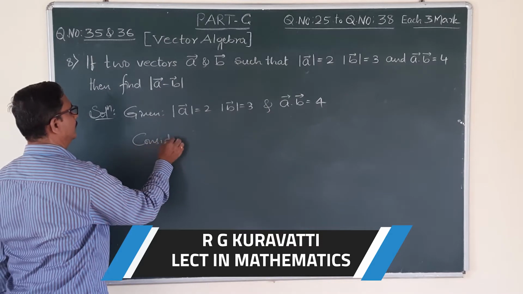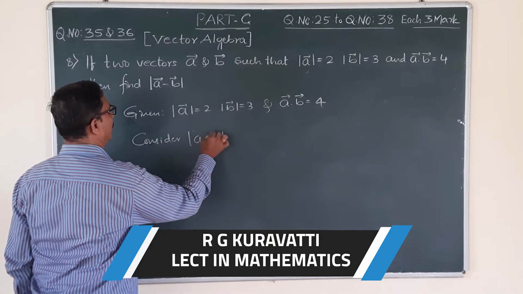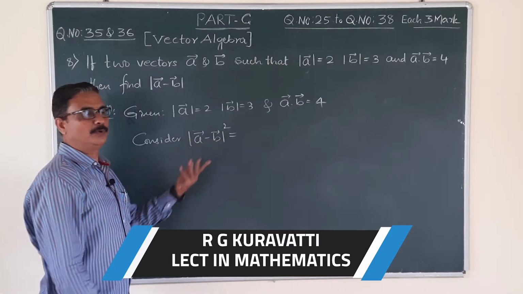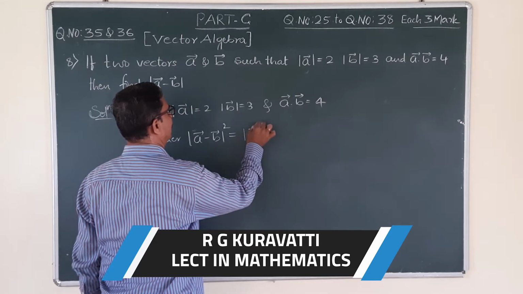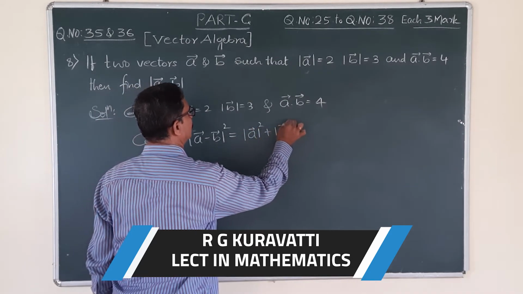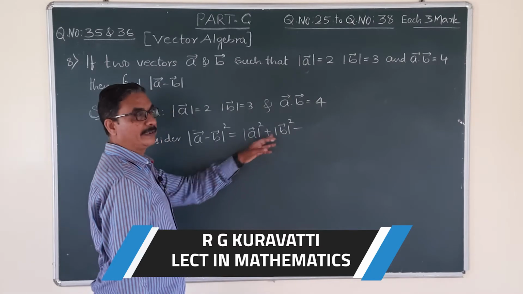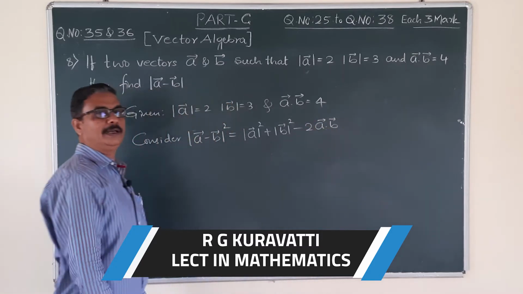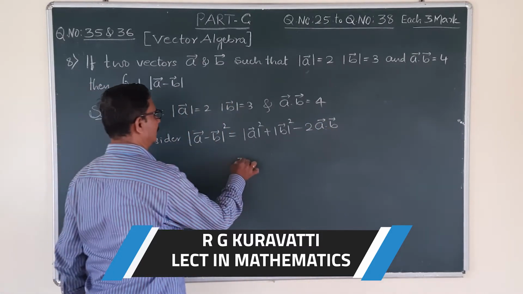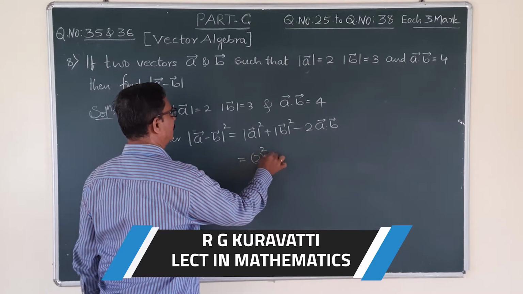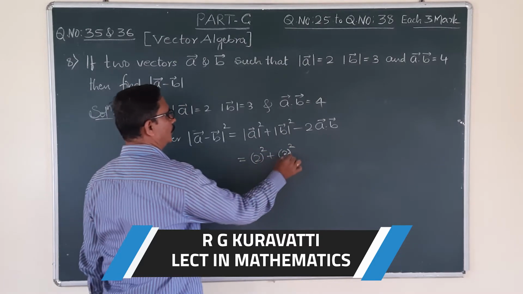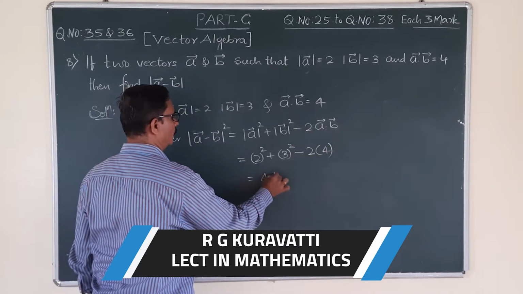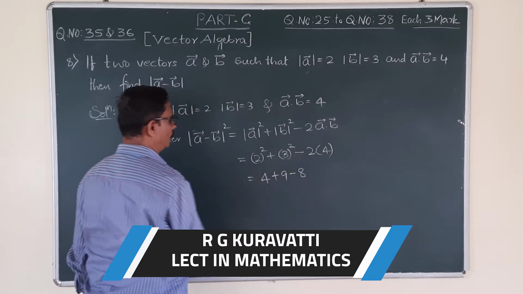Now consider magnitude of a minus b to the power of 2. Expand using the usual expansion of a minus b whole power 2: magnitude of a square plus magnitude of b square minus 2 times a dot b. Substituting the values, magnitude of a is 2 to the power of 2, magnitude of b is 3 to the power of 2, and a dot b value is given as 4. So 2 square is 4, 3 square is 9, minus 4 2s are 8.